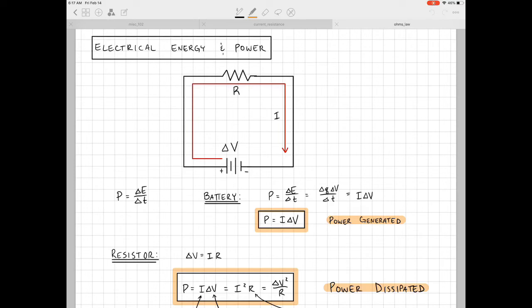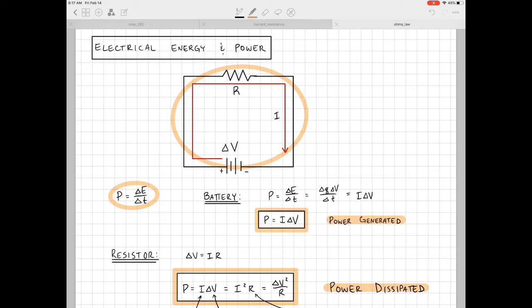So I've got a simple circuit drawn here, just a battery hooked up to a resistor, right? And I've got the current drawn with the red arrow. So I've got a current flowing clockwise in this circuit. And I just want to take us back to the definition of power, right? That's the change in energy over the change in time, or it's the rate of energy production.